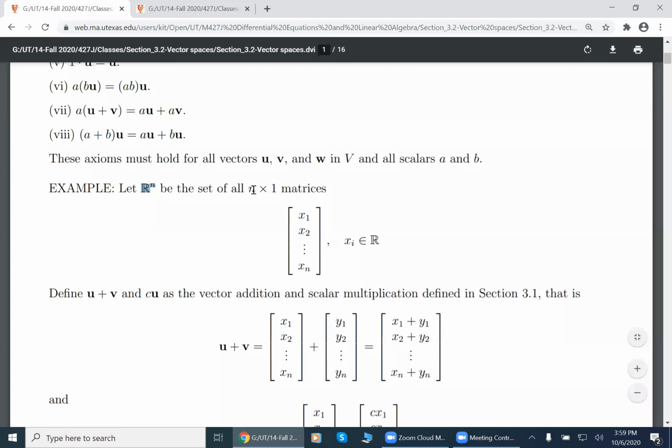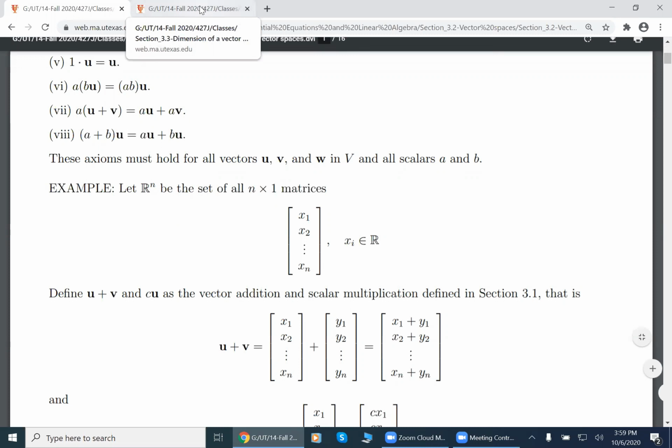Rn is the set of all n by 1 matrices. In particular, R2 is the set of all 2 by 1 matrices. Yes. Oh, I see. Okay.